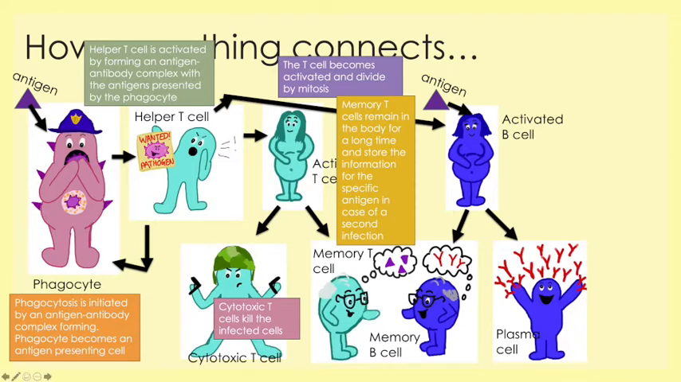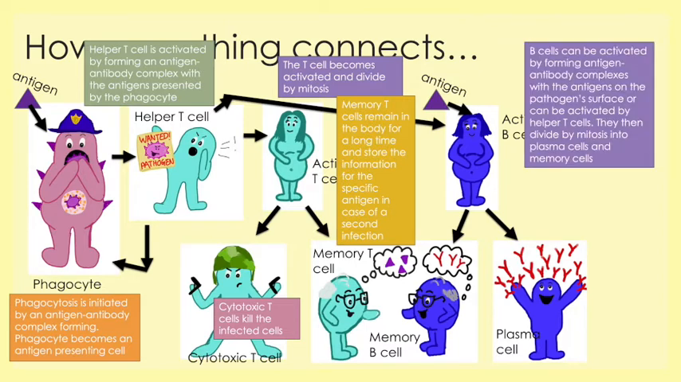So now there's another way that an immune response can happen. If the phagocyte doesn't recognise it first, it can come in contact with a B cell. So the B cell can form those antigen-antibody complexes with the pathogen and it becomes activated. Once it's activated, it divides by mitosis into memory B cells and plasma cells.